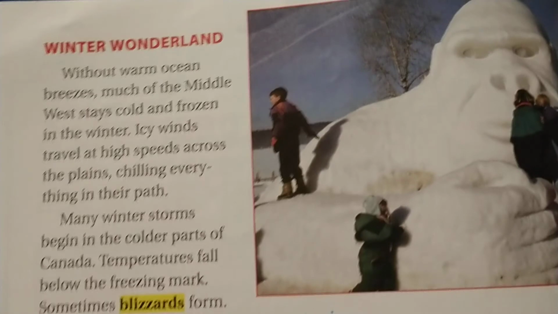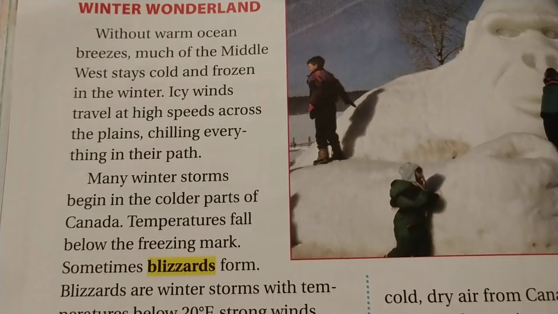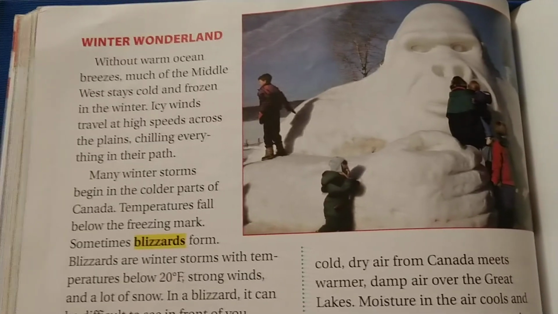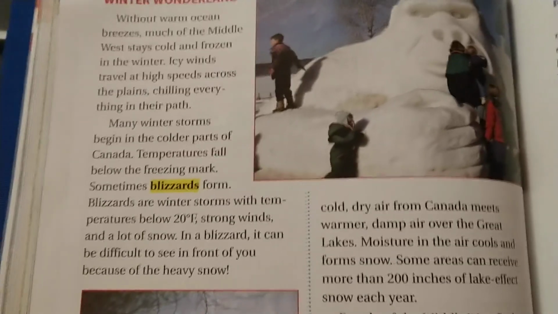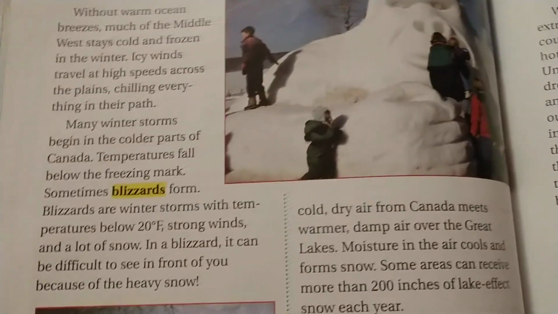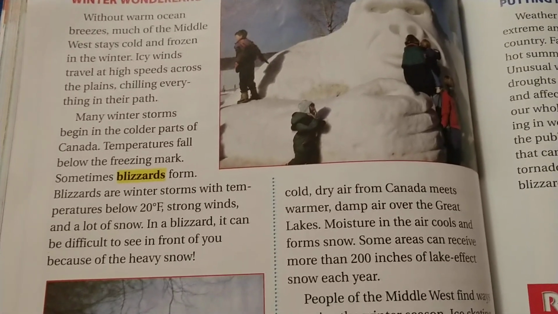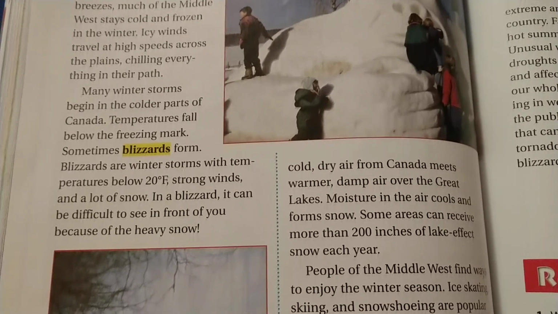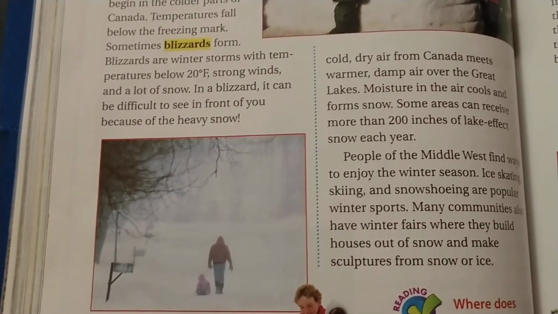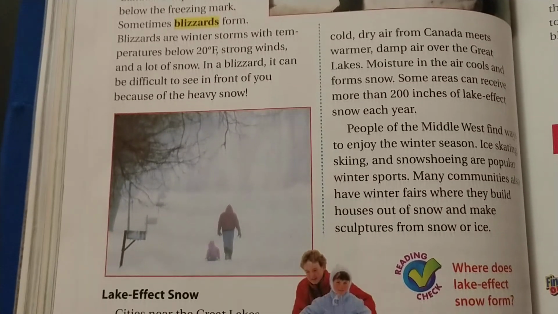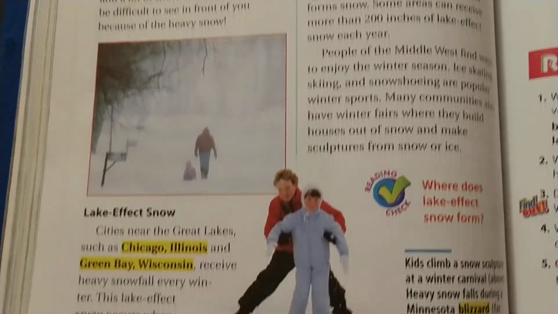Winter wonderland. Without warm ocean breezes, much of the Middle West stays cold and frozen in the winter. Icy winds travel at high speeds across the plains, chilling everything in their path. Many winter storms begin in the cooler parts of Canada. Temperatures fall below the freezing mark. Sometimes blizzards form. Blizzards are winter storms with temperatures below 20 degrees, strong winds, and lots of snow. In a blizzard, it can be difficult to see in front of you because of the heavy snow.